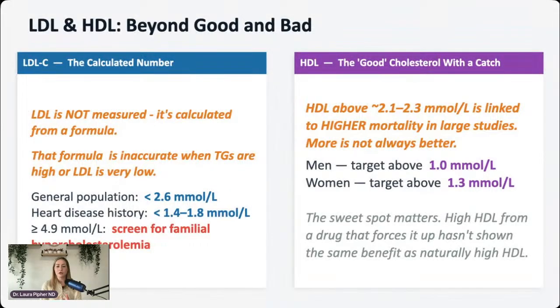So the first thing we're going to look at is LDL and HDL. First and foremost, cholesterol is a waxy substance your body produces and needs. It's used to build cell walls. It's used to make hormones, which lots of people don't understand or know. It's used to produce bile and for digestion. And your body makes most of it in the liver.